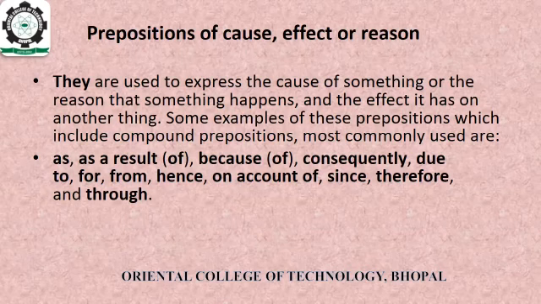Prepositions of cause, effect, or reason. They are used to express the cause of something or the reason that something happens and the effect it has on something else. Some examples of these prepositions, which include compound prepositions, most commonly used are as a result of, because of, consequently, due to, for, from, hence, on account of, since, therefore, and through.